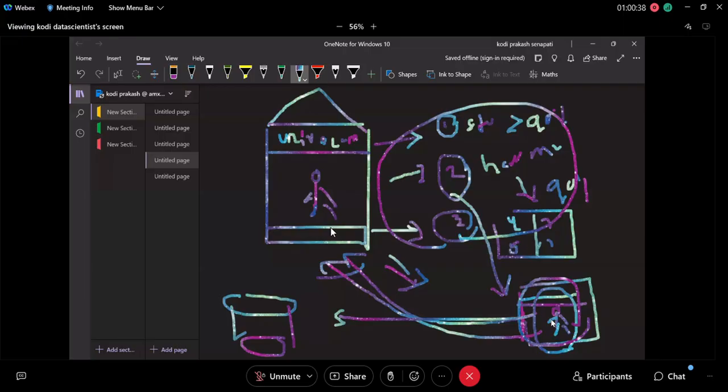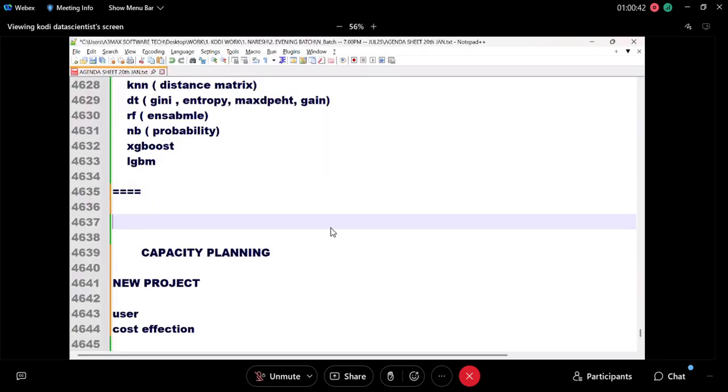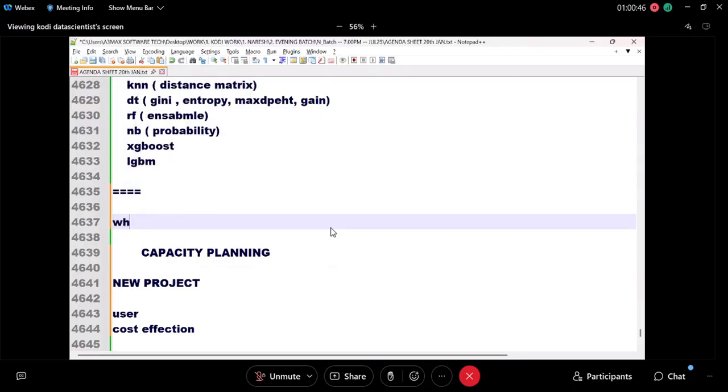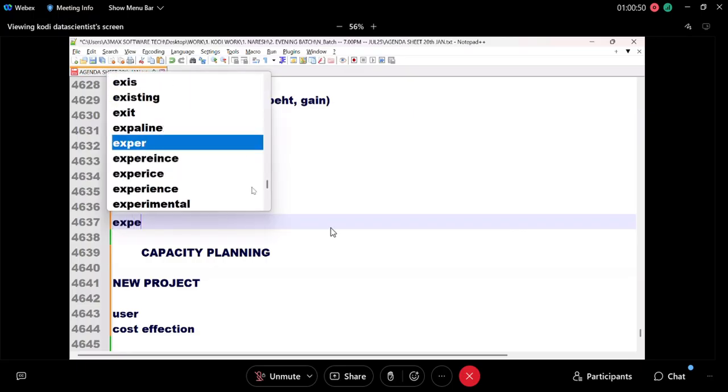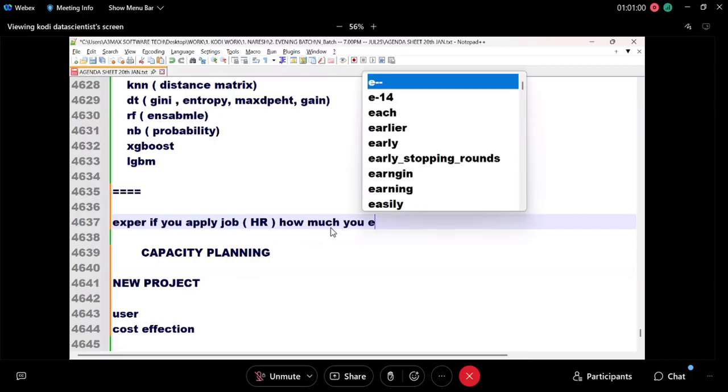Correct? So everything depends on it. That's why, experienced guys, remember, whenever you get an interview call, they ask about package first. If you apply for a job, the HR will call you and ask, what was your package and how much do you expect? Understand?